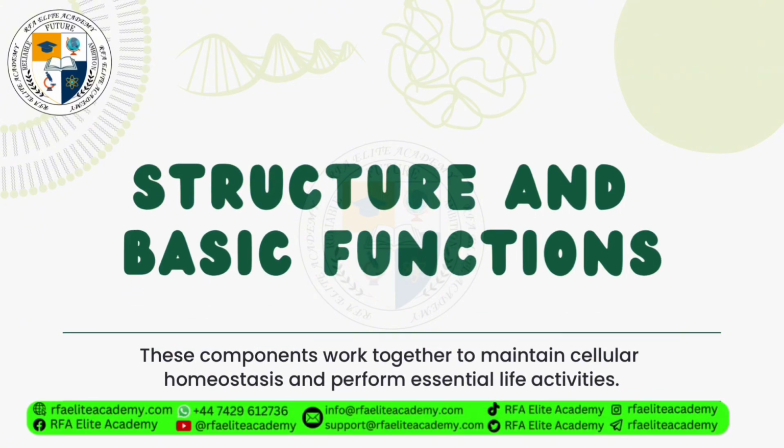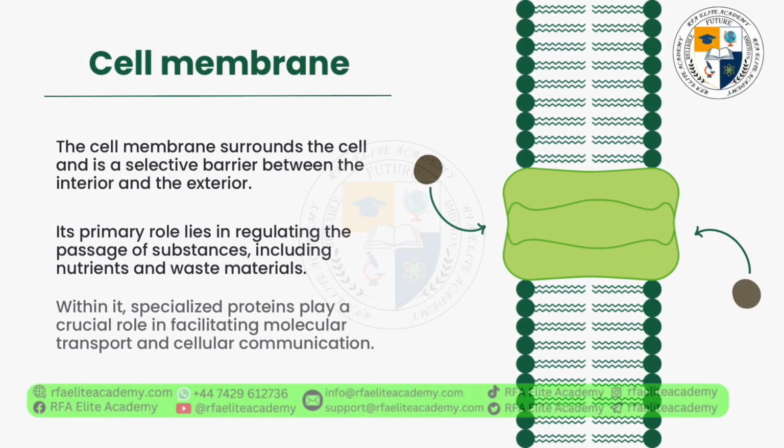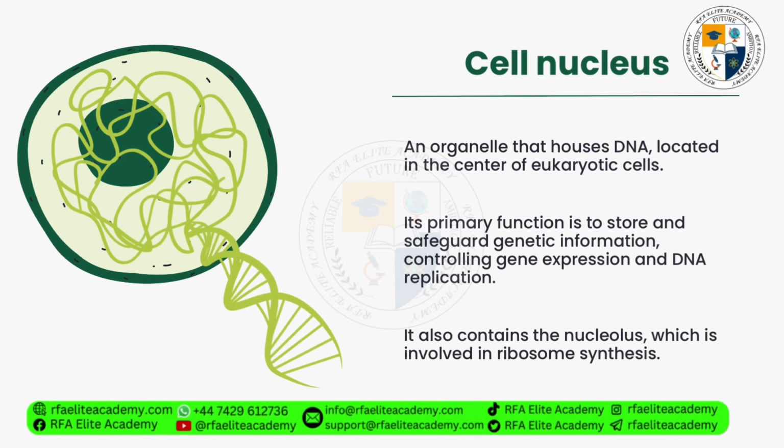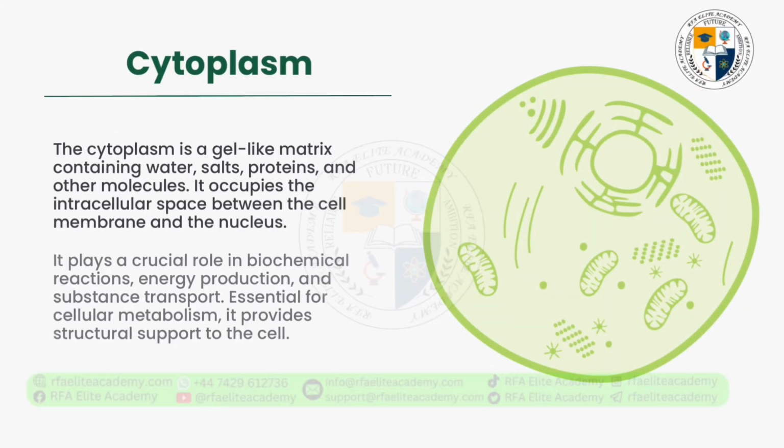The first one that we'll look at is the cell membrane. The cell membrane is basically the one that controls what goes into and out of the cell. It basically covers the whole cell. The next one is the nucleus. The nucleus is the head of the cell. It contains all the genetic information of the cell.